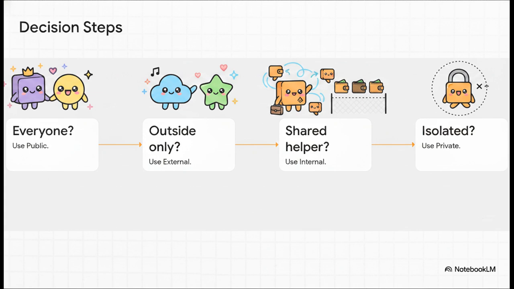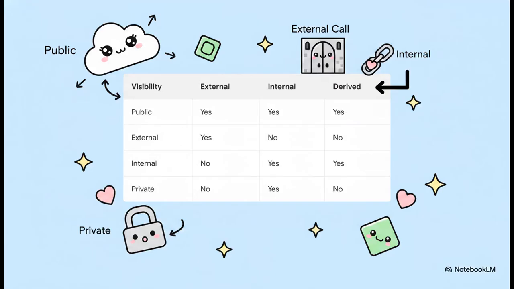Helper function shared with child contracts? Map to internal. Helper function only this contract should use? Map to private. If you picture a cheat sheet matrix of access rights, it all clicks into place. Public gets a yes everywhere. External is a yes only for external calls. Internal opens things up to derived contracts, and private remains an isolated yes purely for internal use within that exact contract. It's a perfect system once you internalize it.